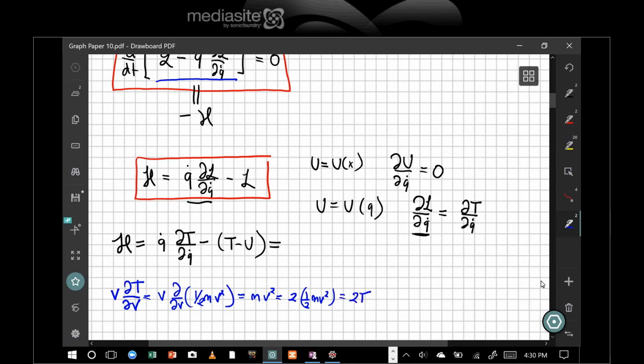All right. So this quantity here, instead of writing in terms of q dot, I wrote in terms of v. That's going to be equal to, what do I have? I now have 2T minus T.